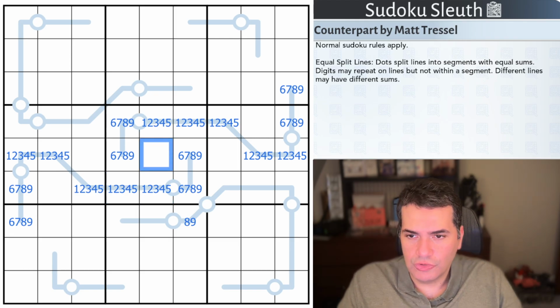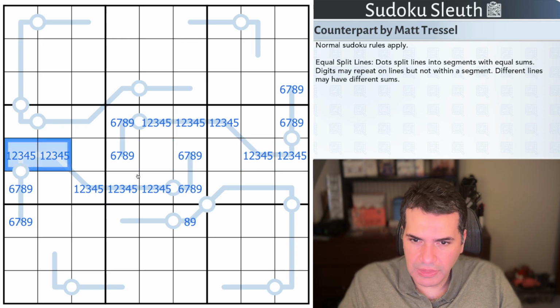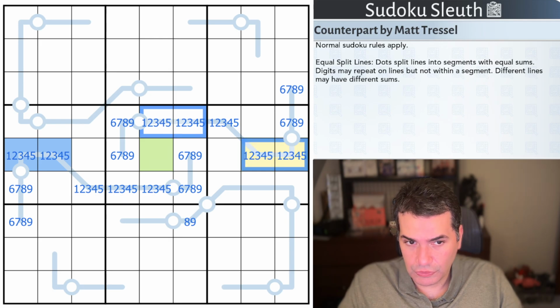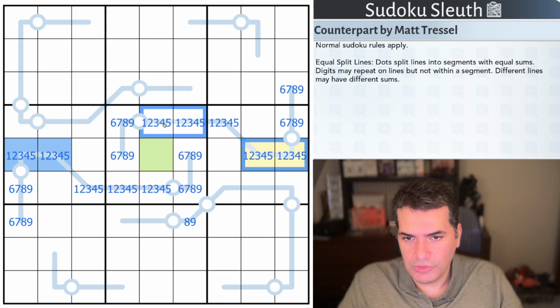And I could try and split this up into blue, green, yellow. But that's not necessarily, is it? Okay, let's think about it. I think there's something here, but I'm not 100%. Right, so these two cells, we know they're not yellow because they're on the same equal split. Yeah, okay, so I think my deduction is correct. These two cells are yellow. Therefore, these two cells are not yellow.